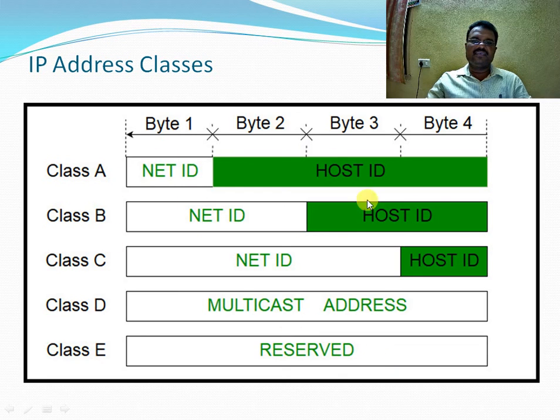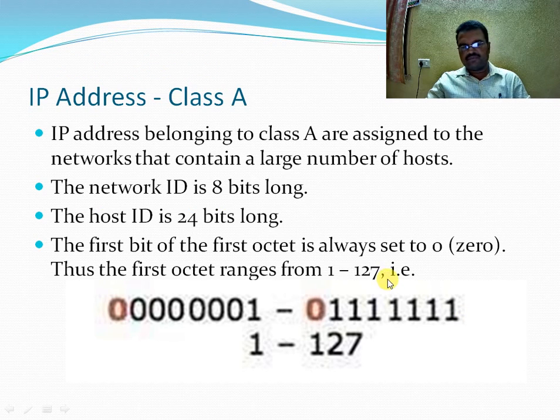These are the details about all the IP address classes: A, B, C, D and E. Now let us see the details of each class, first Class A. IP addresses belonging to Class A are assigned to networks that contain a large number of hosts. So if you are establishing a network with a large number of hosts, generally we use the Class A addressing scheme.